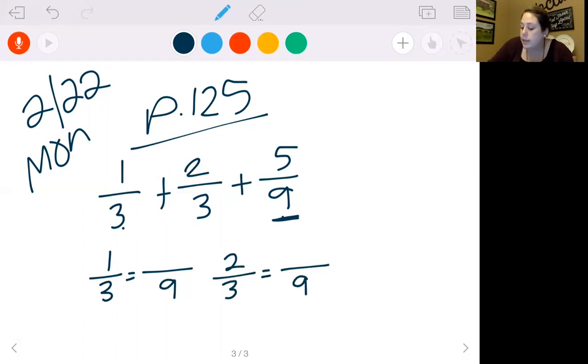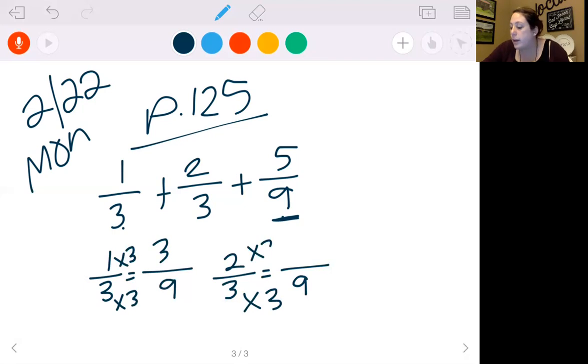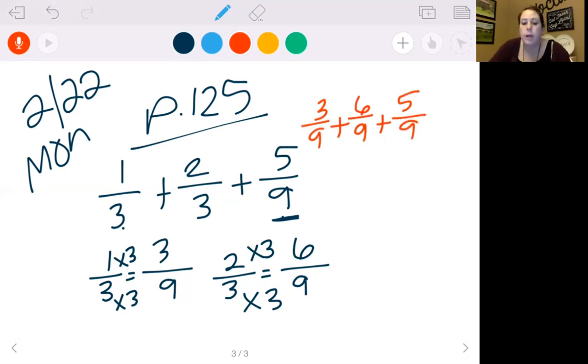3 times 3 is 9. 1 times 3 is 3. 3 times 3 is 9. 2 times 3 is 6. So now I have 3/9 plus 6/9 plus 5/9. Remember, they have to be all the same denominator, and I add across the top. Do not add the bottom. So 5 plus 6 is 11, 12, 13, 14 ninths.